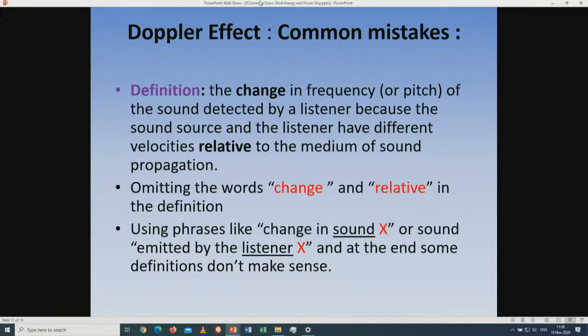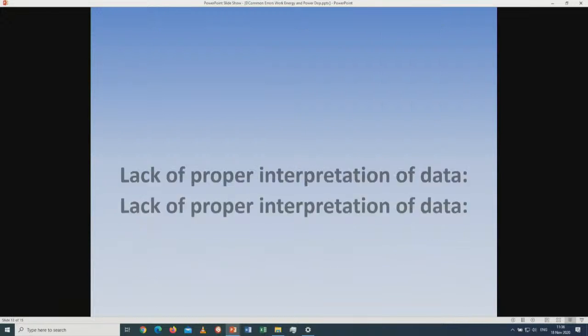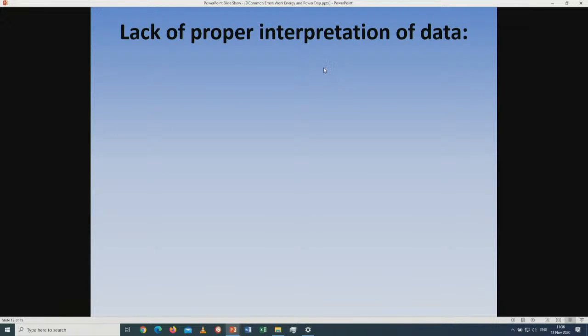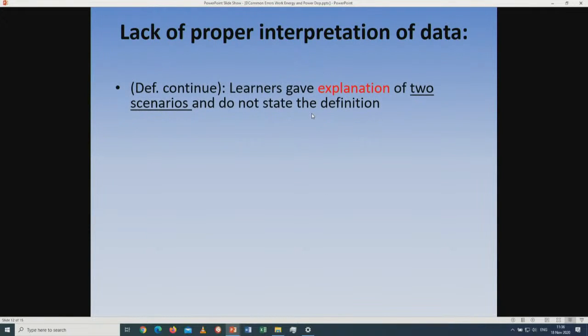Then the next thing, in general, is the sloppiness, if I can put it like that, in phrasing your definitions. You sometimes get learners that use the words change in sound instead of change in frequency, or the sound emitted by the listener instead of by the source. So please make sure that you are accurate in your definitions, and that you concentrate in the exam to use the correct wording for the definitions.